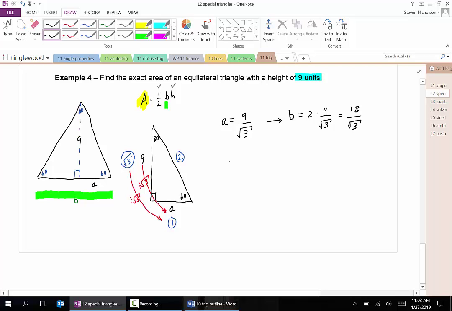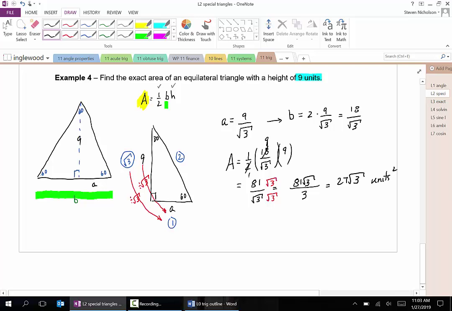So here's our b. And we're simply going to put that into our formula. 1/2 times 18 over root 3 times 9. And that cancels that out. And we end up with 1 times 9 times 9 is 81. And 1 times root 3 is that. And we're going to multiply both top and bottom by the square root of 3, because we don't want a radical. And root 3 times root 3 is square root of 9. The square root of 9 is 3. And it's always a good habit to simplify as much as possible.